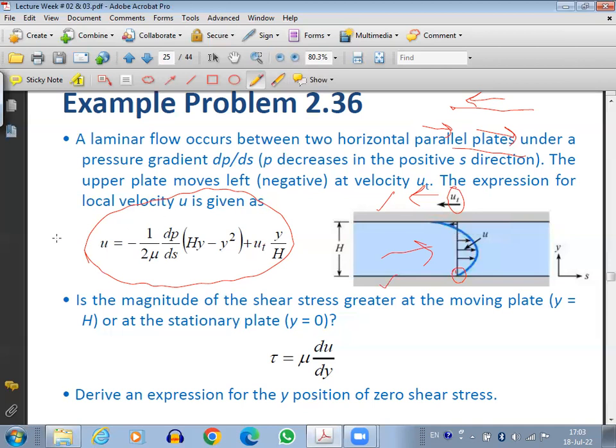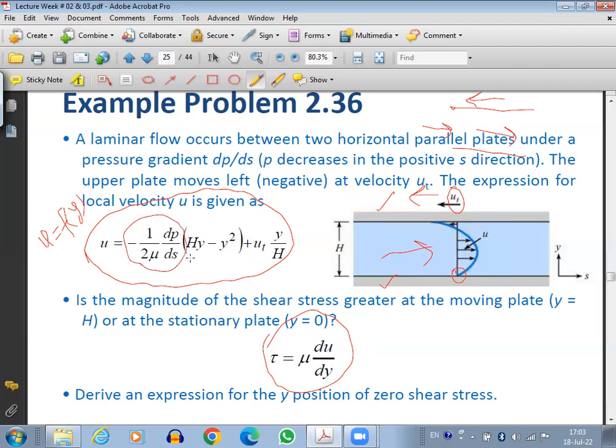We have u as a function of y. Here u is given as a function of y, right? So it's simple, because this is the formula for shear stress: tau equals mu du by dy. If u is given as a function of y, can you find du by dy? Simple, right? So what will be du by dy? U equals, these are all constants.